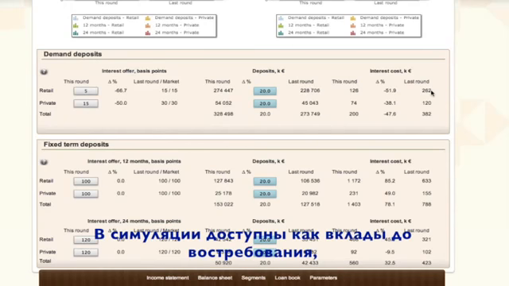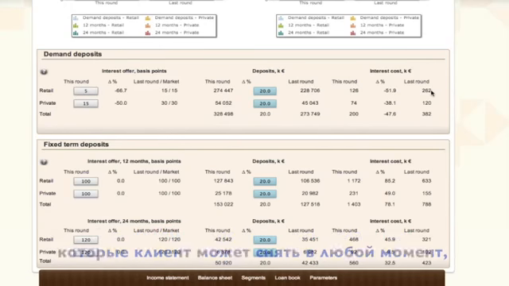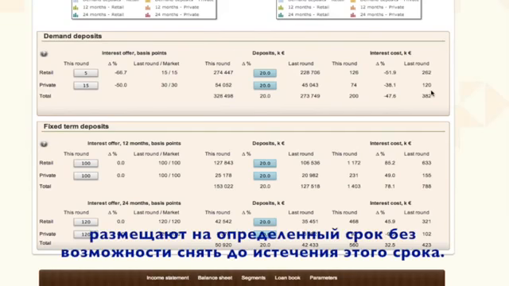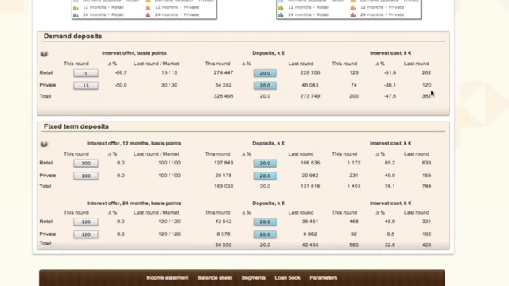The deposits page covers both demand deposits that can be withdrawn from the bank at any time, as well as fixed-term time deposits in both shorter and longer time periods, where customers commit to keeping the funds without the ability to withdraw them at will.